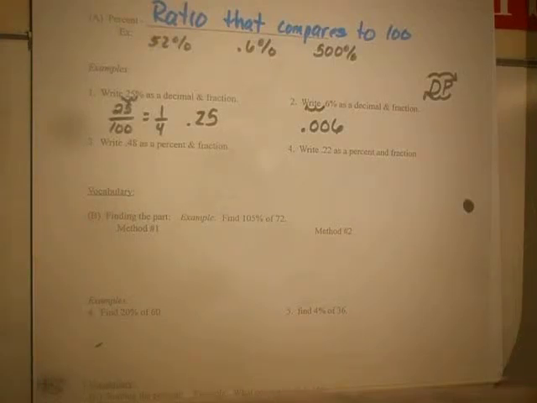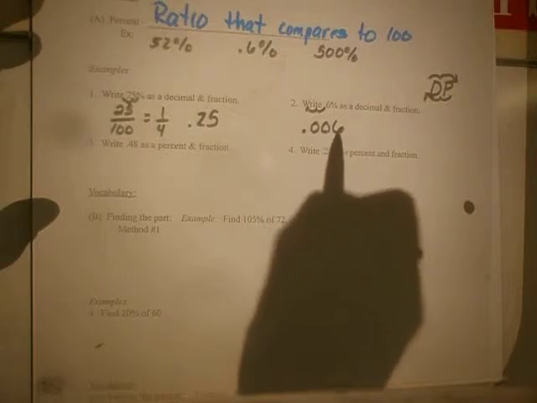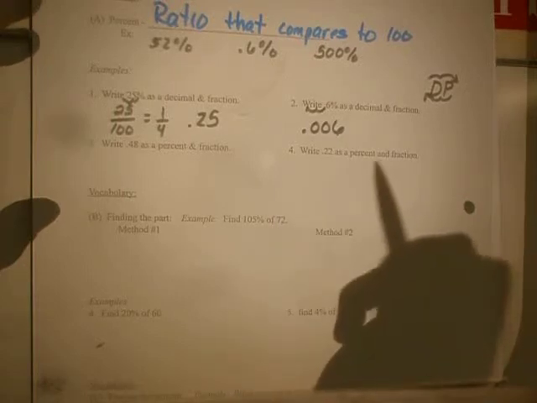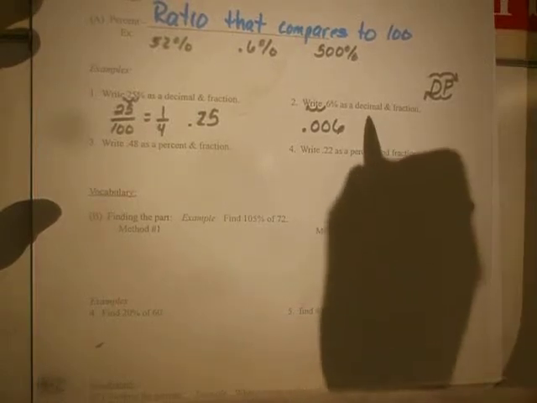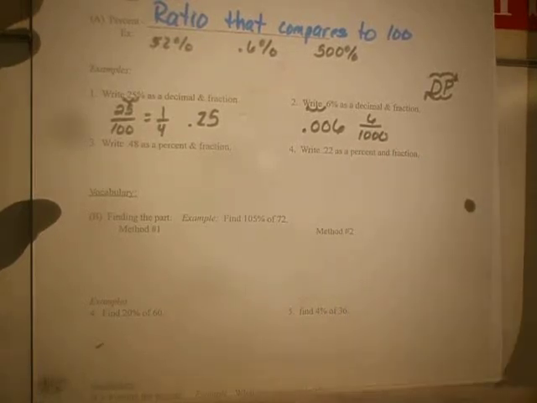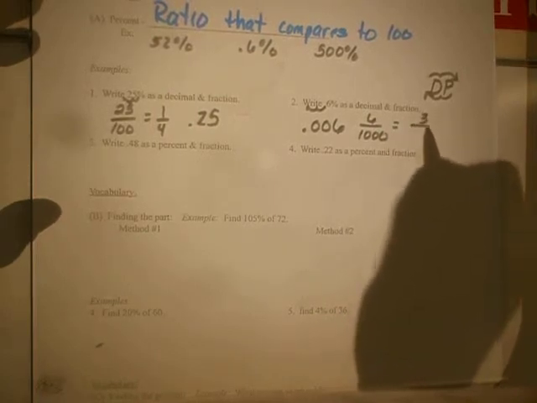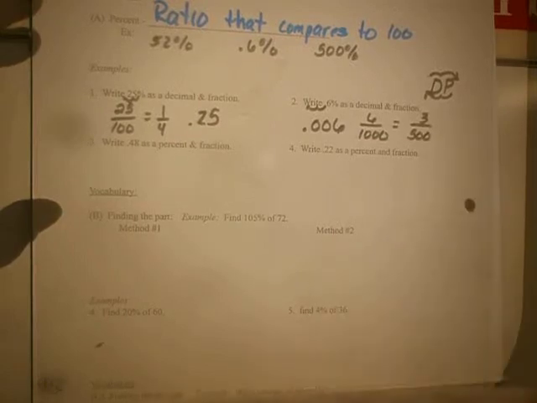And the easiest way to write this as a fraction is to read the correct mathematical pronunciation for this number. This is not 0.006. This is our tenths place, this is our hundredths place, and this is our thousandths place. So this number is actually 6 thousandths. You hear the fraction there? 6 thousandths. So you would write 6 over 1,000. You always want to reduce your fractions, and if you divide both of those by 2, you would have 3 over 500.